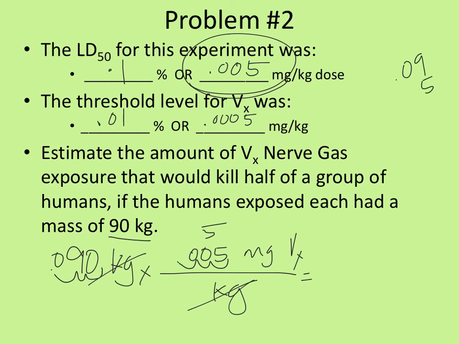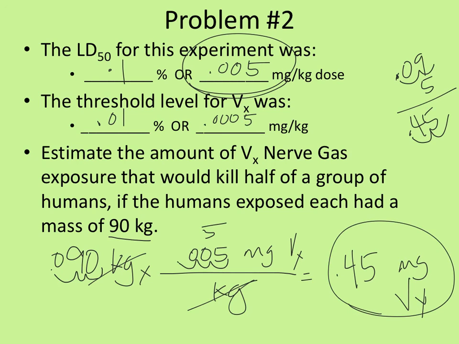0.09 times 5. If you don't like multiplying by fractions, pretend that the decimal's not there. So I have 9 times 5, which is 45. And then I have to add back 2, so I'm going to add back 2. So my answer is going to be 0.45 milligrams of VX would kill half of a group, which is not a lot. And that's why VX nerve gas is so widely used in chemical warfare.